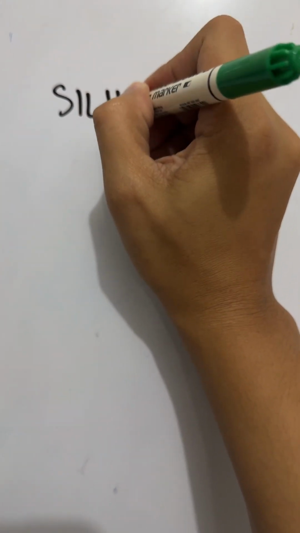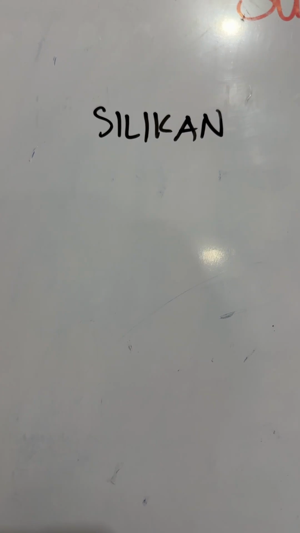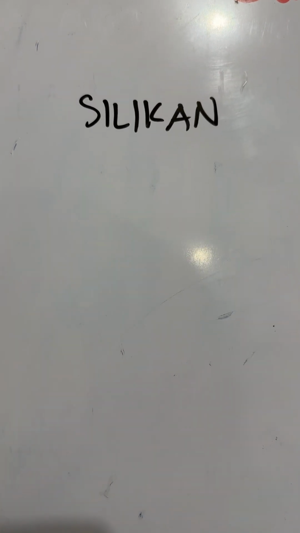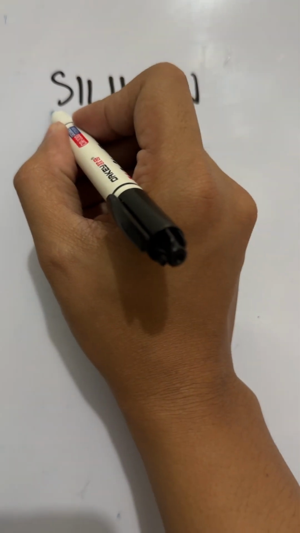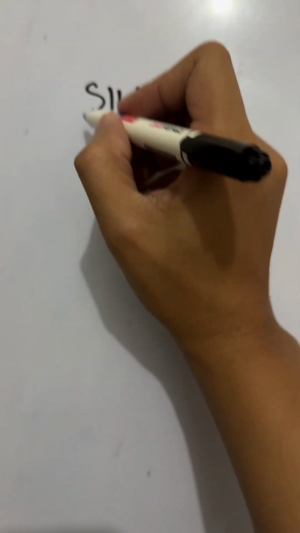Okay, our word is Silikan. Silikan in English is wheel. First, we need to identify how many consonants we have. We have sa, la, ka, and na. Silikan.